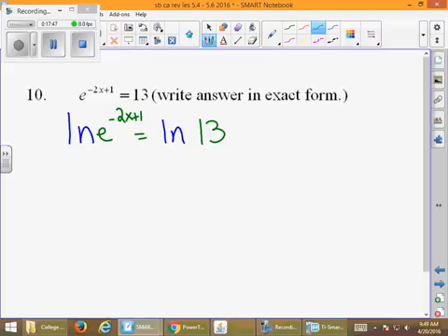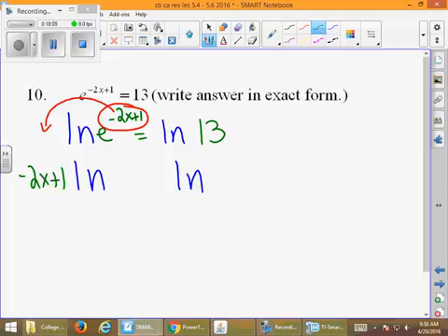Now that we put the natural log in, we can take that exponent using our properties, and we can rewrite that exponent as a coefficient. So we still have natural log on both sides. But now we have the negative 2x plus 1 over here, natural log of e equals the 13.